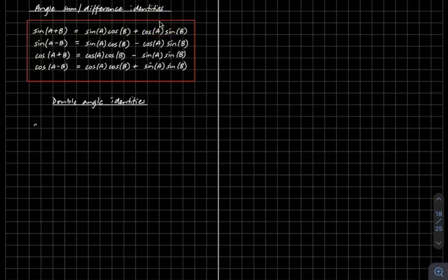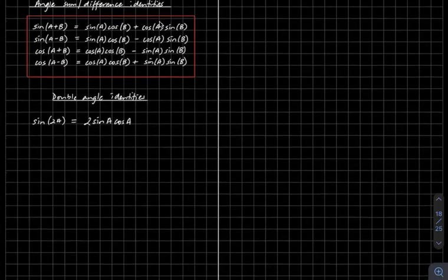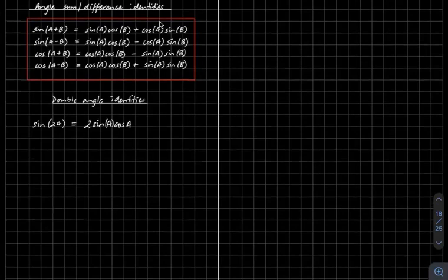So let's start with considering the sine of the angle 2 times A. And if we looked at our first identity here for sine of A plus B, and we said let's let both A and B be equal to A, then A would still be A, but B would also be A. So we'd have sine A times cos A plus cos A times sine A. And really that's just two lots of sine A cos A, so two lots of that combination there of sine A and cos A. So that's the first double angle identity which relates to sine of 2A.